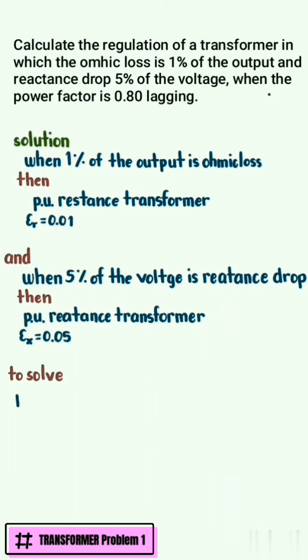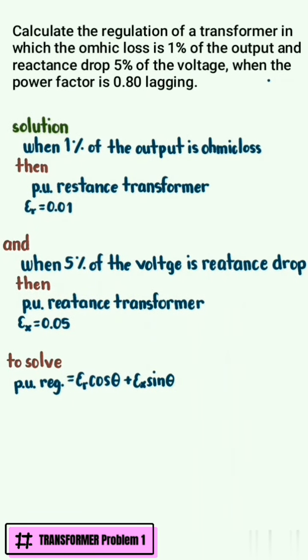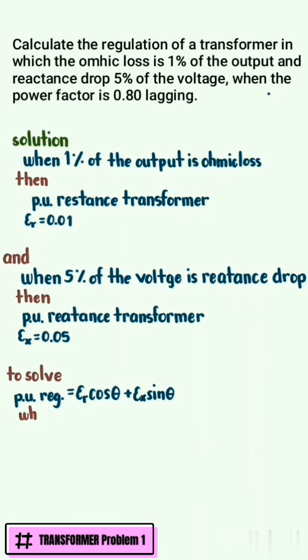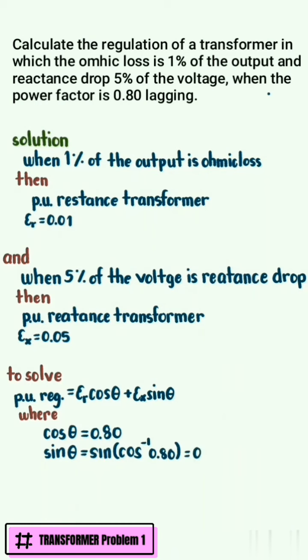So to solve for the regulation using the per unit value, we have E sub r cosine theta plus E sub x sine theta, where cosine theta is equal to 0.80, then sine theta is equal to sine of cosine raised to negative 1 of 0.80, which equals 0.60.